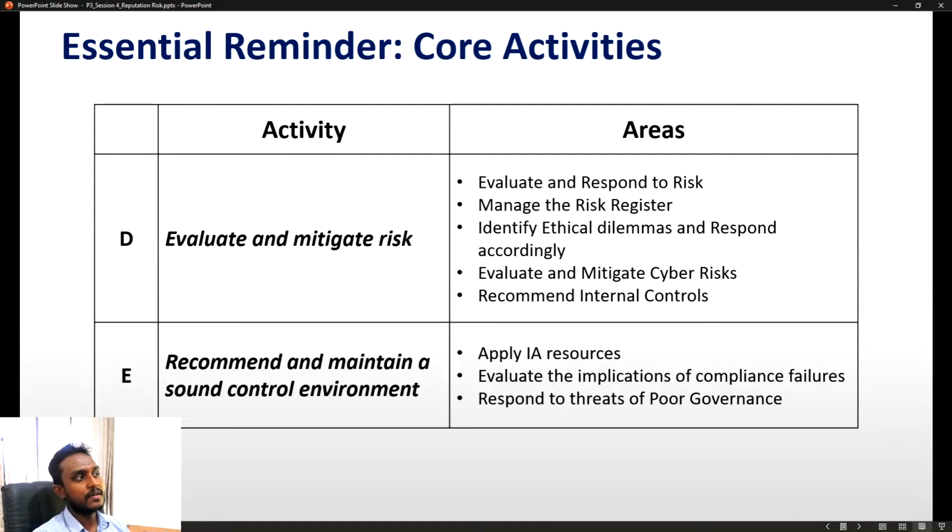Quick reminder on the competency activities. As you know, this relates to activity D and E. Specifically, reputation risk relates to activity D, evaluating and mitigating risk. There is a sub-element with respect to maintaining sound control also, because you have the controls in place to ensure that nothing goes wrong that will lead you to reputational risk exposure. All right.